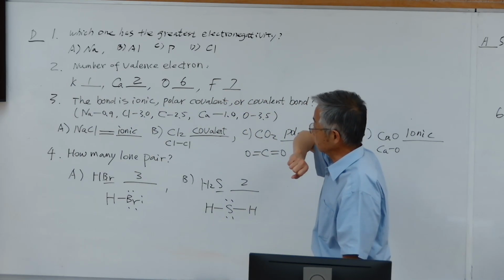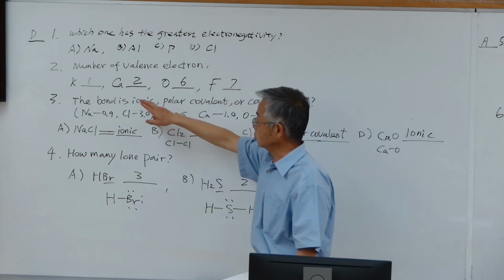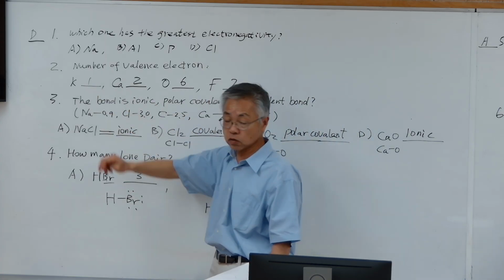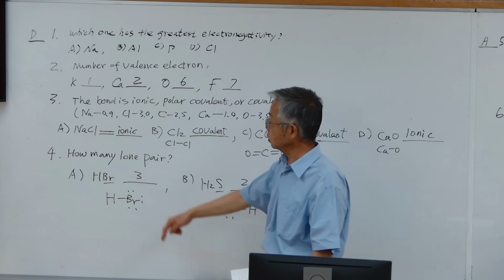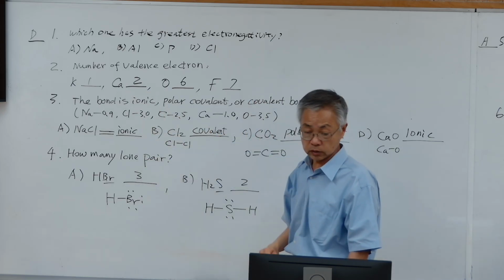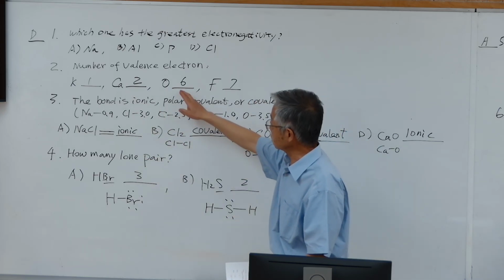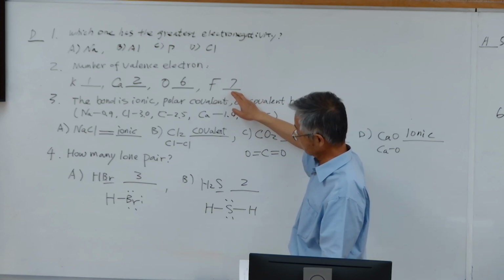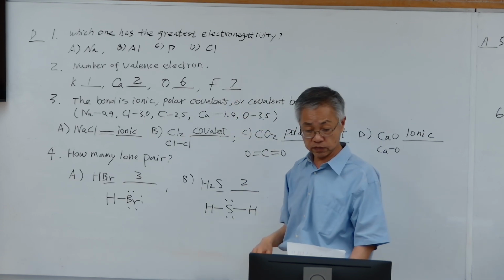Question 2, number of valence electrons for this element. Potassium, group 1A, so 1 valence electron. Hydrogen, group 2A, 2 valence electrons. Oxygen, group 6A, then 6 valence electrons. Fluorine, group 7A, so 7 valence electrons.